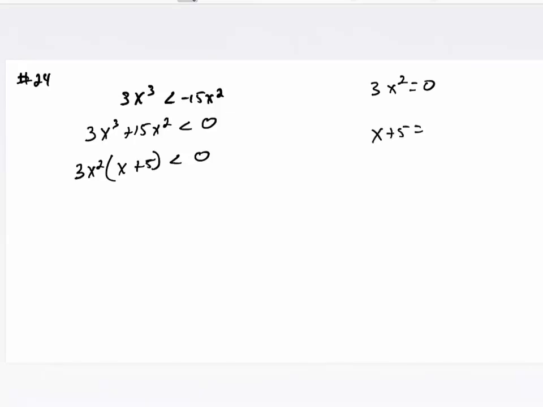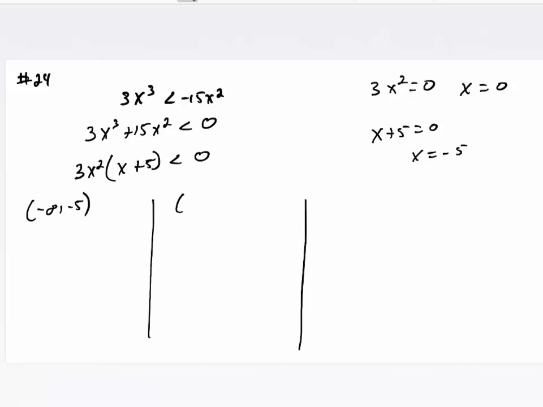And we're going to get our intervals. So this one obviously is x equals 0, and this one is x equals negative 5. So when we create our table, we're going to have negative infinity to negative 5, negative 5 to 0, and then 0 to positive infinity, right? And so we're going to get a test point in each one.